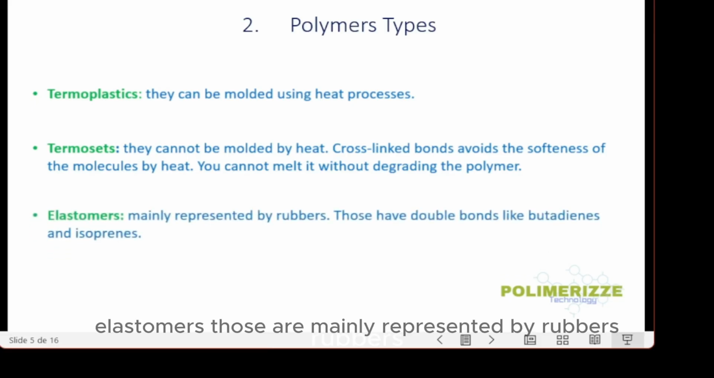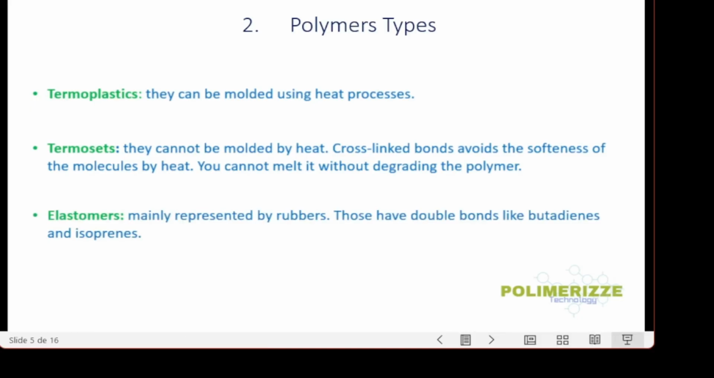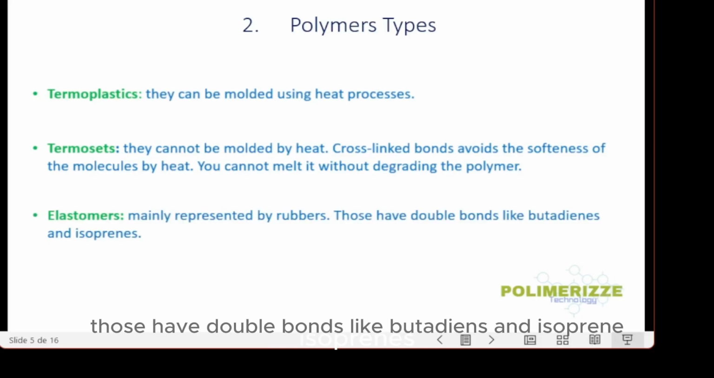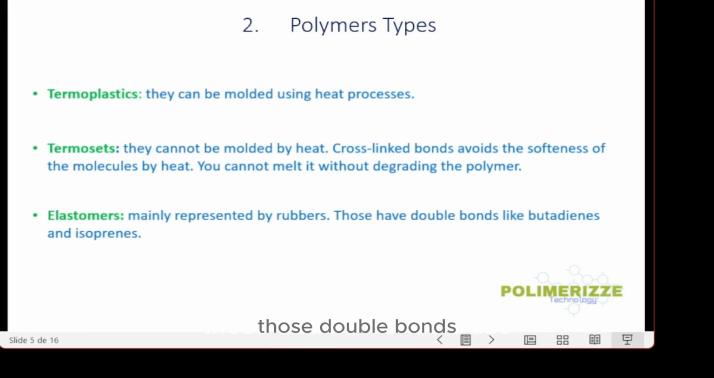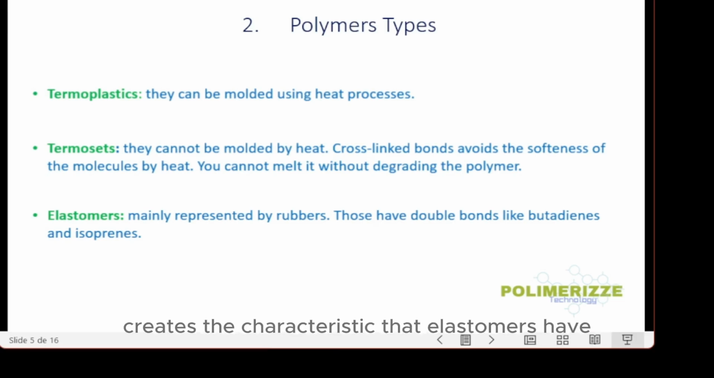Elastomers. Those are mainly represented by rubbers. Those have double bonds like butadienes and isoprenes. Those double bonds create the characteristic that elastomers have.